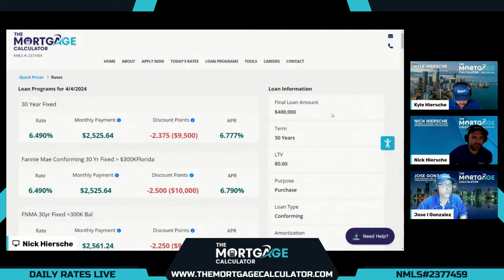Changed a touch. I can't recall exactly what it was yesterday, but it did change a touch here. So 6.49 rate, 2.375 discount points, puts the final APR at 6.777. So a good option for our customers that need conventional. And hopefully we see these conventional rates continue to come down as we get better news here for the rates.